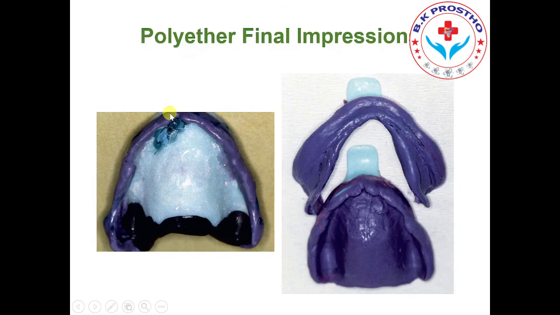This is the polyether final impression. Polyether final impression materials are also available in medium viscosity. You can record the periphery in a single step. Here the post-dam is recorded with a green stick, and then you have to apply adhesive on the bottom of the tray, including the fitting surface, and once the adhesive becomes dry, you have to add the material all around the border of the tray. Then insert the tray in the patient's mouth and record the periphery in a single step. Once you record the periphery, then you have to record a secondary impression.